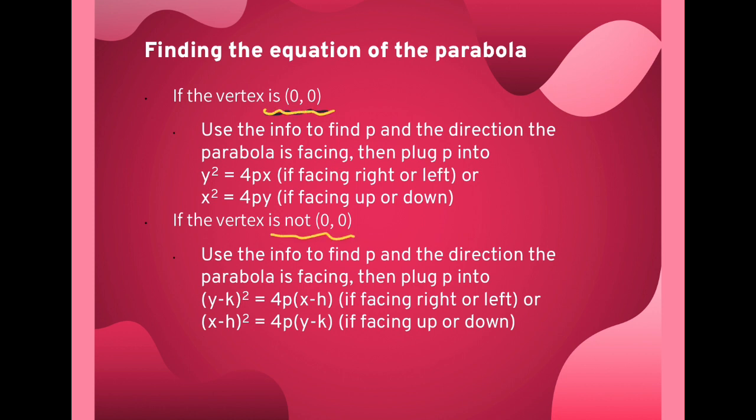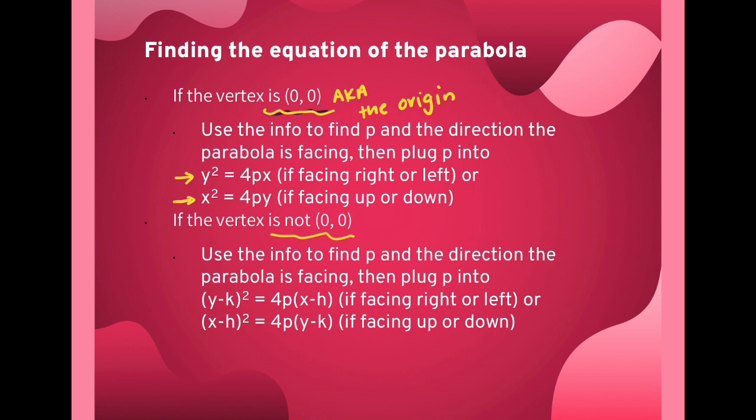If your vertex is at the origin, I will either say vertex at 0, 0 or the vertex at the origin. Then you're going to use the information to find P and the direction of the parabola. If when you plot it, it's facing up or down, you know you're going to plug it into the x squared equation. If it's facing to the right or to the left, you'll plug it into the y squared equation. And then you'll make it positive or negative.